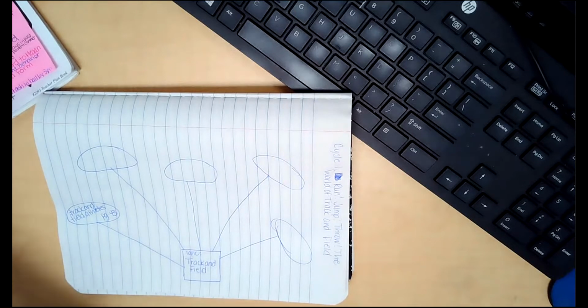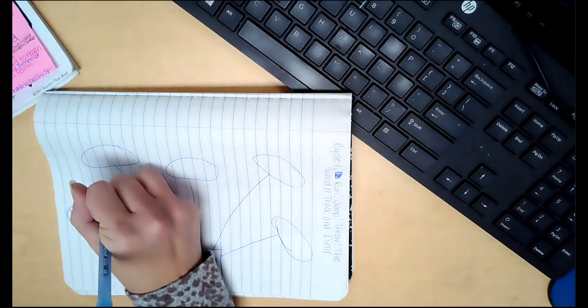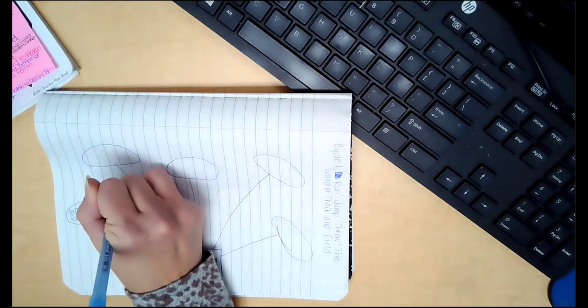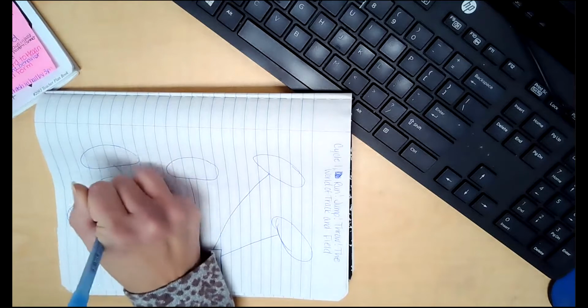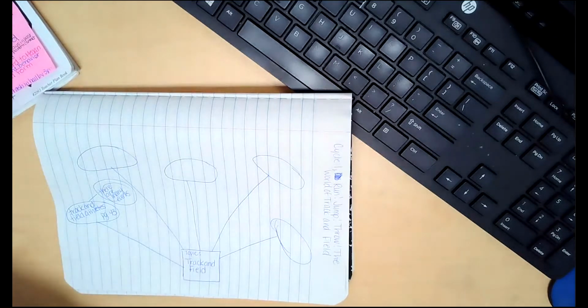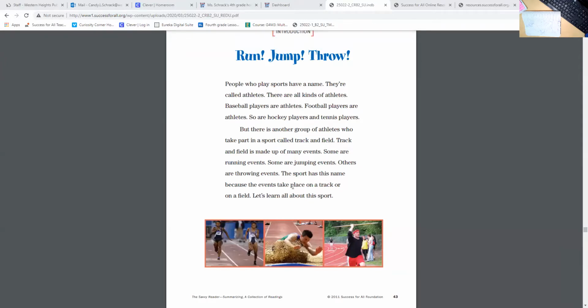Okay, and then we just need to add some details in about the track and field athletes. So let's think. They talked about in the story that there are many events. So we can write that down. We're just going to put, there are many events. Okay, so that's one thing that they told us. They also said, let's go back so you can see the page. It's made up of many events. The athletes, I noticed that they do all different things.